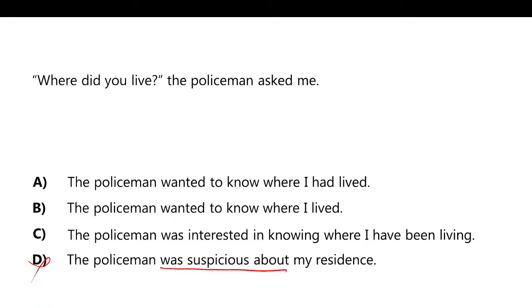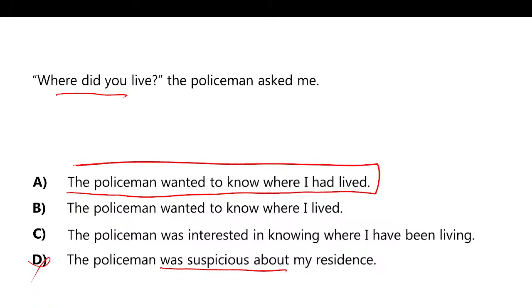In indirect speech you have to change the tense. It is in simple past, you have to convert it into past perfect. Past perfect is nothing but had. So the policeman wanted to know where I had lived.